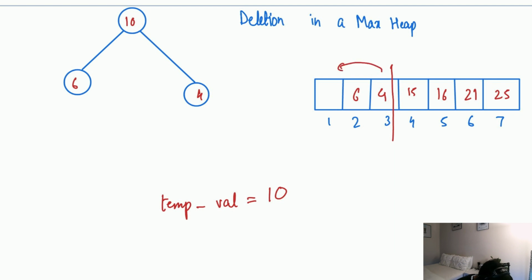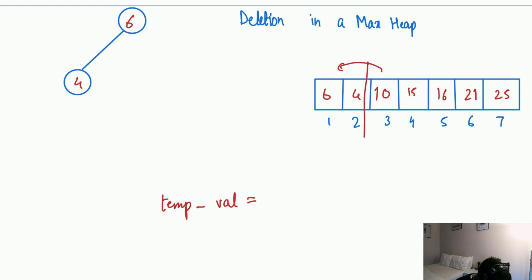4 gets moved into the root node. At this point, 4 is compared with its child, which is 6, and because 6 is greater, 4 and 6 are swapped. And now let's check if our tree is sorted or is still a max heap. We have a root node 6 with a child 4, and the temp value 10 gets loaded up outside the heap, and the heap value is reduced by 1.